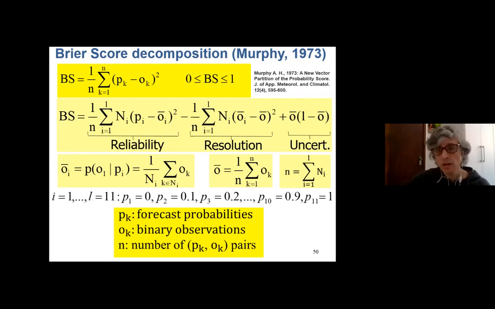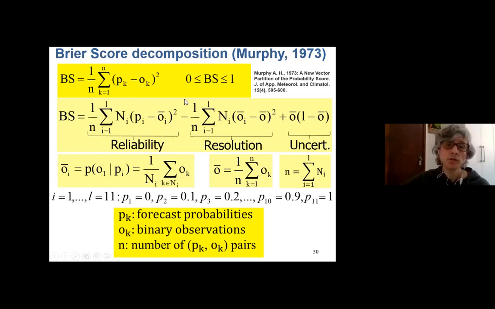The maximum value of this uncertainty term, since this is a quadratic equation, is found at the event that has a 50% probability of occurrence, and you end up with an uncertainty term of a quarter. That's the maximum uncertainty you can have in this equation for this kind of event.